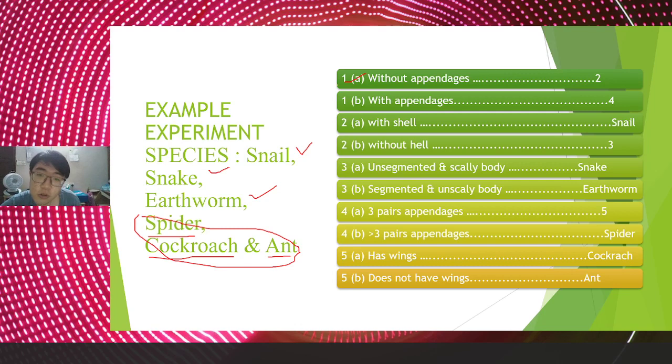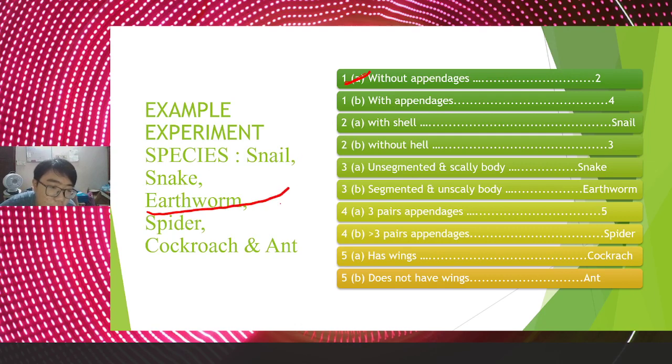Okay, so we look at without appendage first. Without appendage, tak ada kaki. So which one? These three species, they do not have kaki.